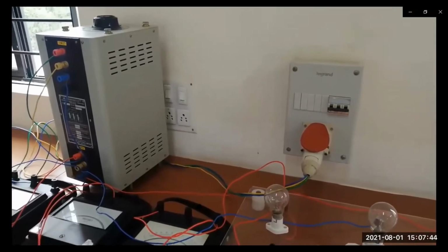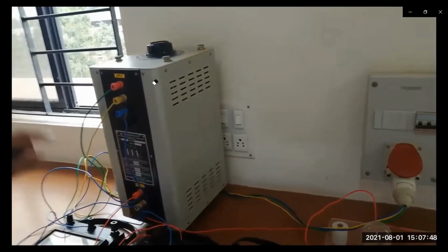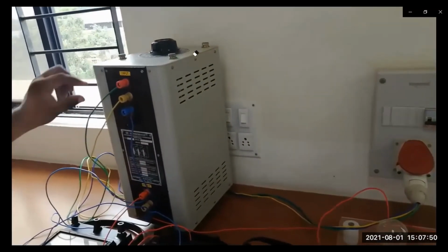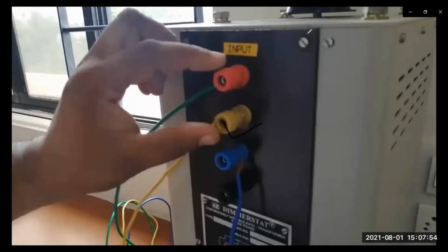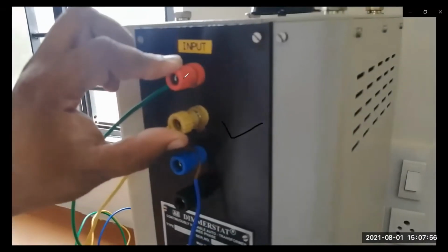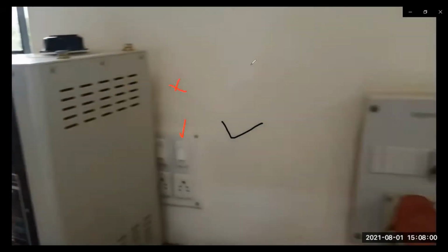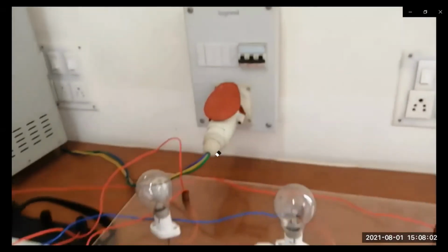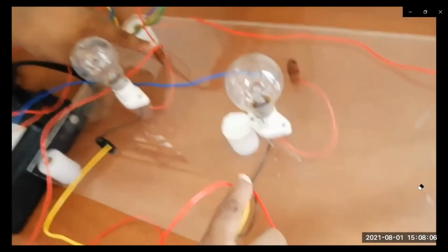So you can see the components. What are the major components? As you can see, this is your auto transformer. I'll be pointing it out. This will be the auto transformer. Look at this auto transformer. These are the input of the auto transformer. This voltage you can say is the line voltage, and this will be the TPST switch. You can see the TPST switch, and these are the bulbs.